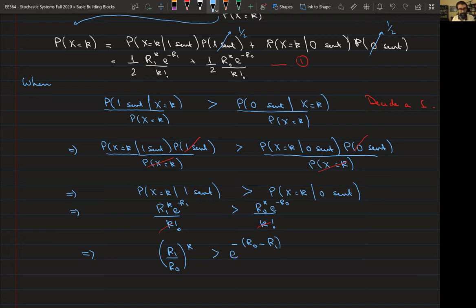Right? Giuseppe, go ahead. Sir, the line right after you've written when. Yeah. Why do we have probability x equals to k in the denominator at that point? Because we haven't really opened it up using Bayes. Oh, sorry. Yes, you're right. So it's not there. Okay. Thank you.